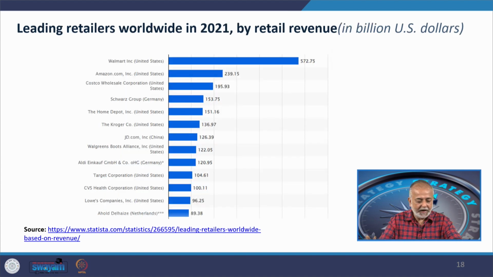And look at this, leading retailers worldwide in 2021 by retail revenue. Where does Walmart stand as compared to Amazon, Costco, Schwarz, Home Depot, Kroger and JD.com and so on? Huge difference, I think more than 100%.